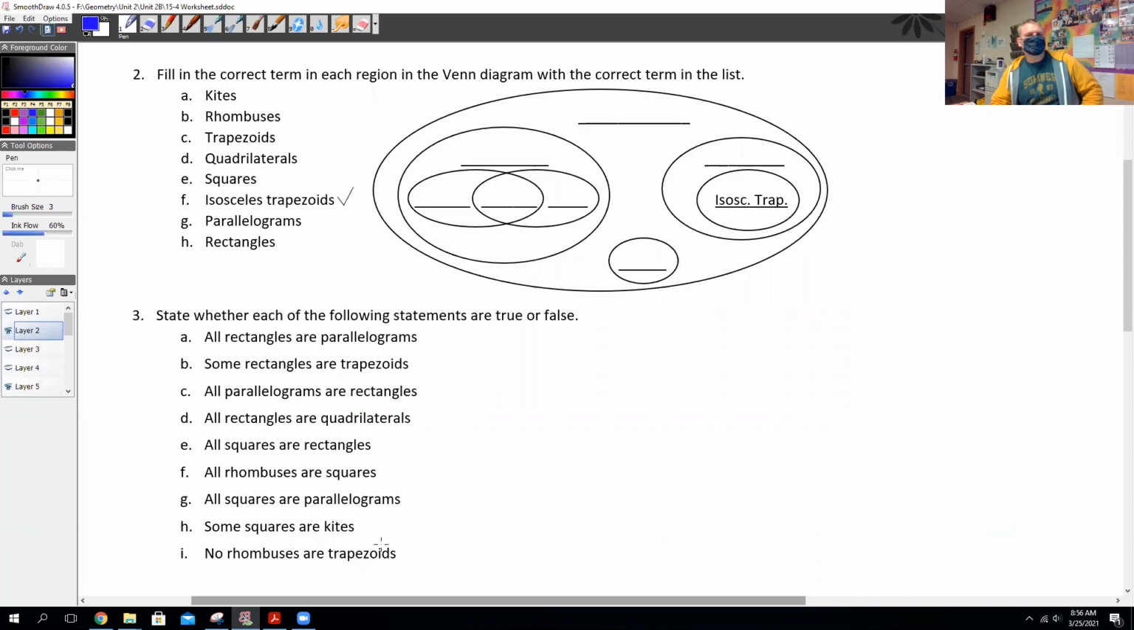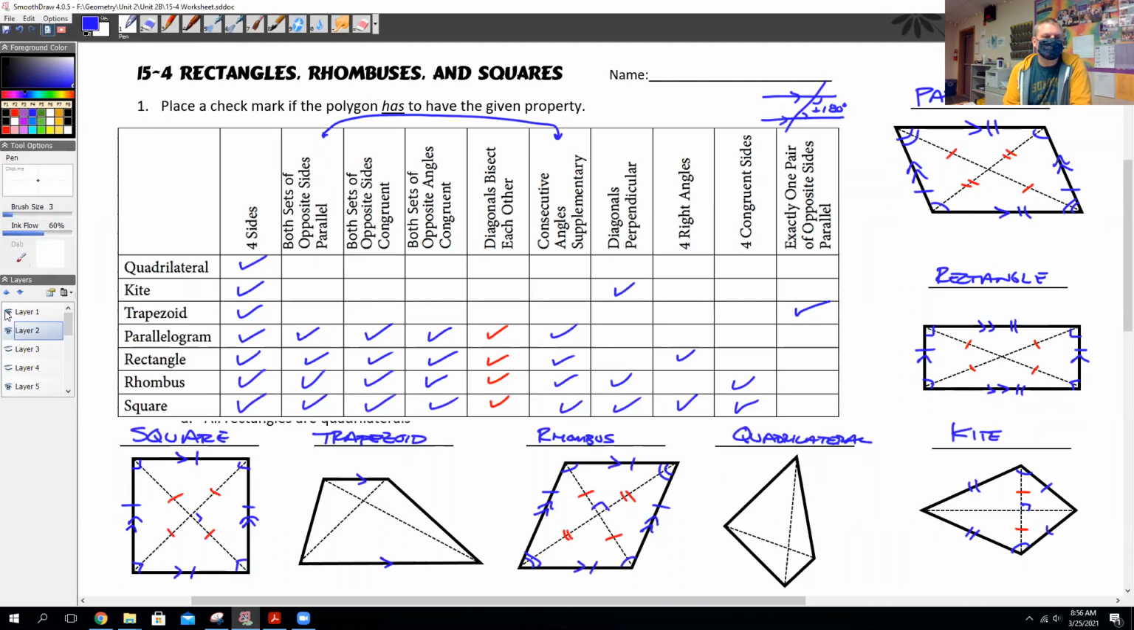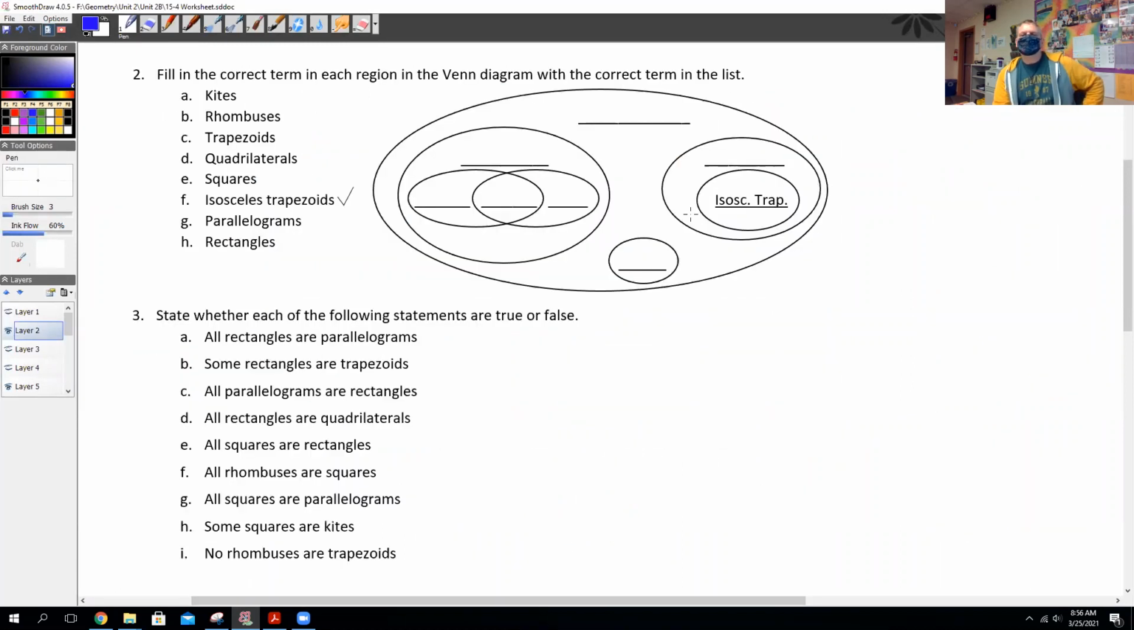Fill in the correct term in each region in the Venn diagram with the correct term in the list. So they gave us this one here. We've got 1, 2, 3, 4, 5, 6, 7, 8 things. Problem is, back on the other page, we only had 7 things. So what's the new thing that was added? Isosceles trapezoid. Okay, so sorry, we're looking back here. We had everything except for isosceles trapezoid. So we put that one in there for you.